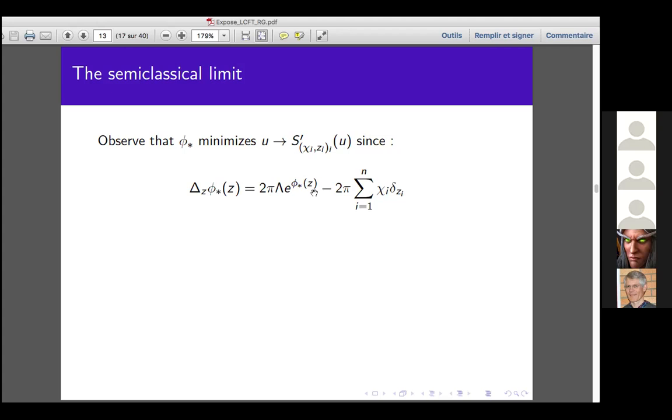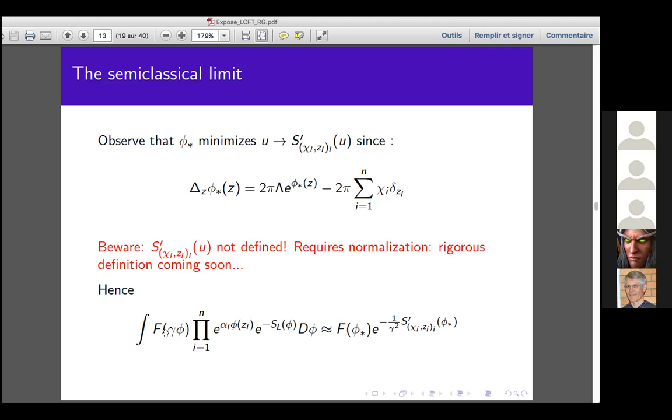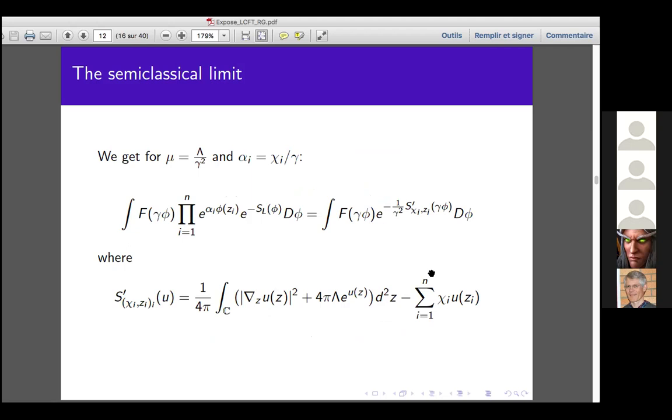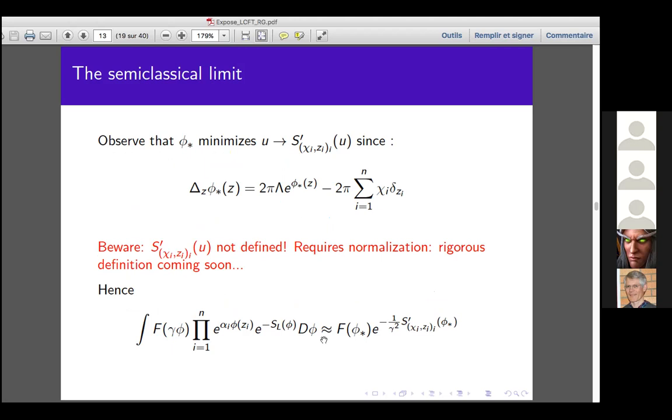And therefore, you see that this path integral is going to be equivalent to f taken at phi star, the solution of the constant negative curvature metric, times exponential minus one over gamma square, the action taken at its minimum, okay? Of course, as I said, I'm a bit cheating, because the S prime that I wrote here is not really defined, because the space where this path integral is going to live has logarithmic singularities. But never mind, I'll give you a clean definition of this S prime in a few slides. And you see at the end that, if your path integral exists, it should have this kind of behavior here.